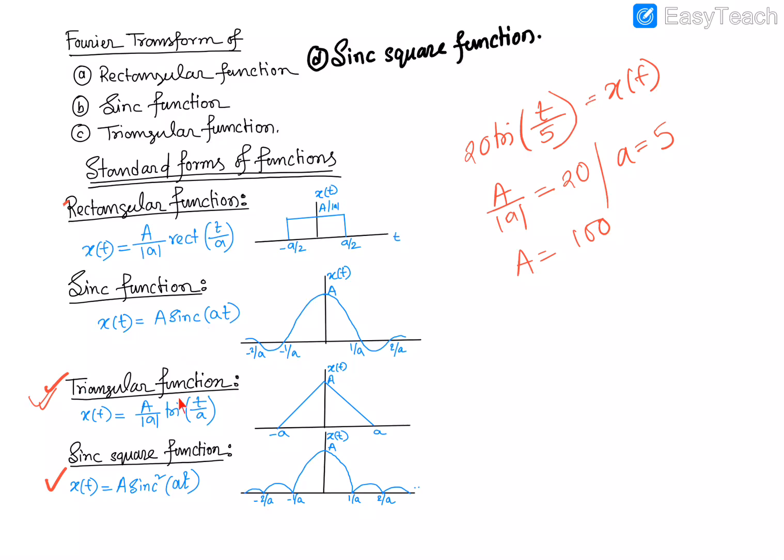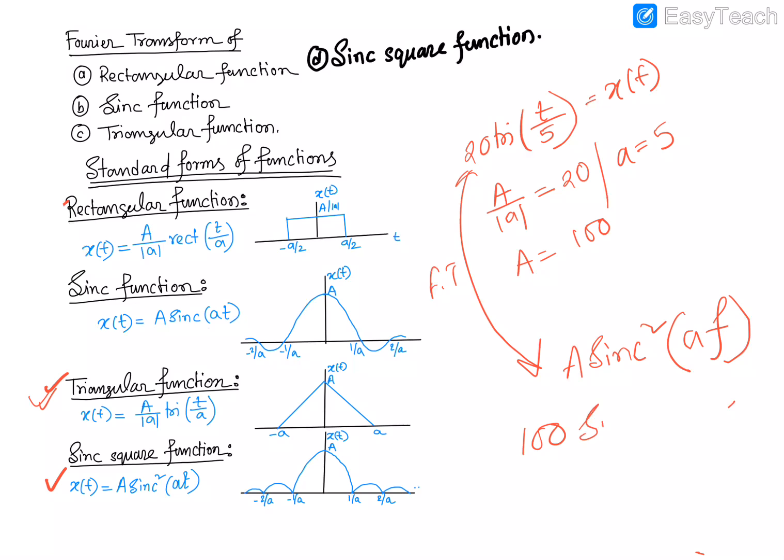So the Fourier transform of the triangular function, we know, is the sinc square function. We have to replace this t by f, so this will be a f. So your value of a is 5, and the result is 100 sinc square of 5f. So this is the Fourier transform of a triangular function.